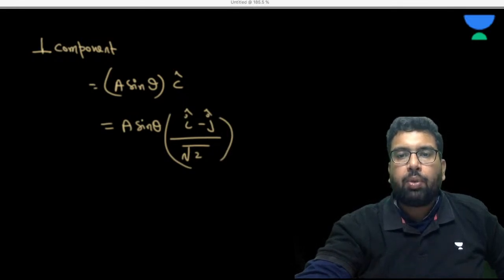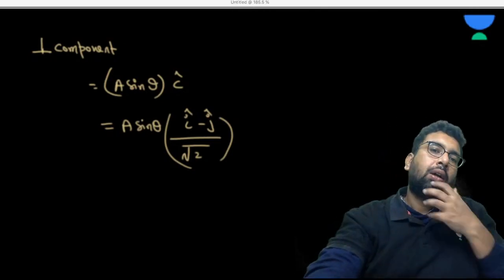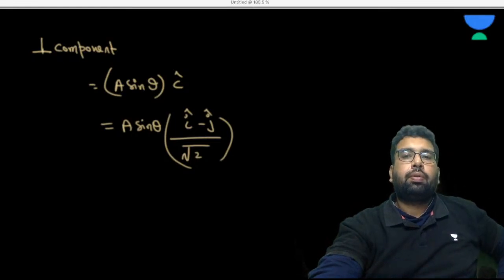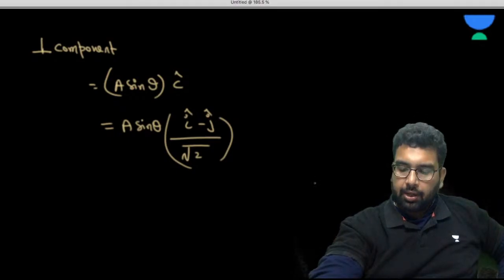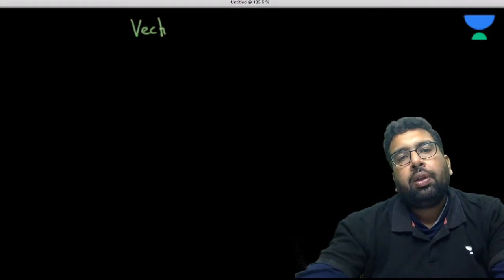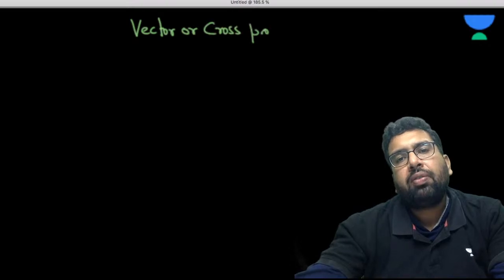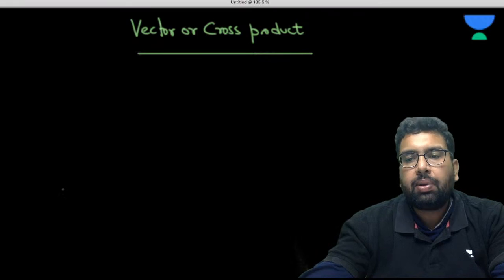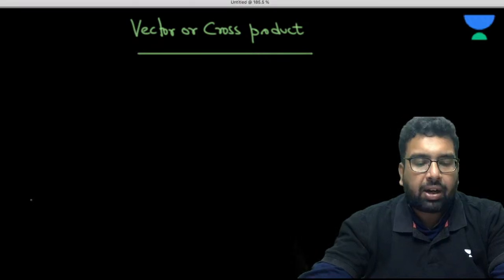Yeah. Now I'm going to move up with the next concept, the vector or cross product. Very important. Now let's move to the vector or cross product of a vector. See, very interesting, very useful. And if you take care of some concepts, then you will be very, very comfortable. So we'll be having the vector or cross product.